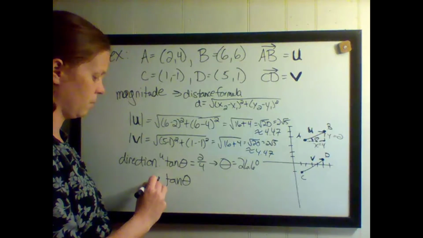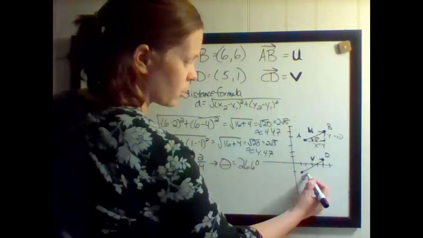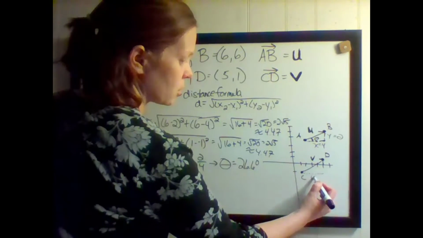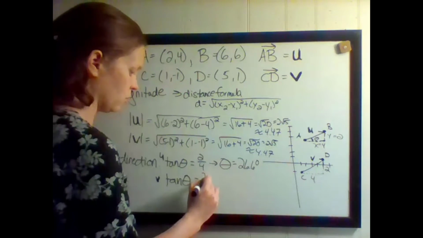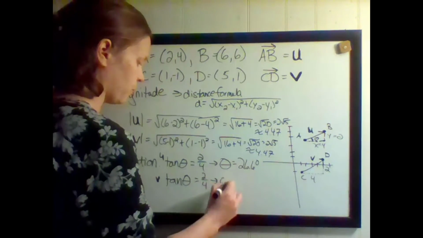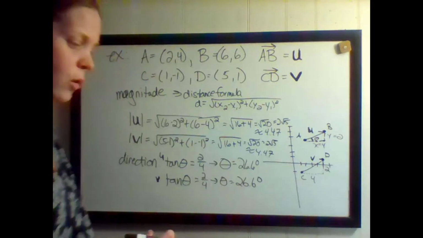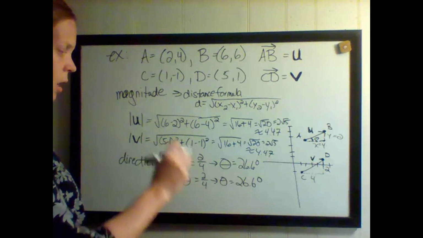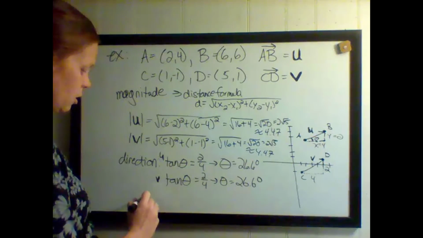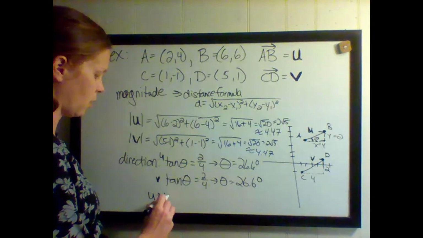For V, let's check this out. Between 5 and 1 is a distance of 4. Between positive 1 and negative 1 is a distance of 2. So actually it's exactly the same. I'm going to do tangent inverse of 2 over 4 again, and again I get the same angle, 26.6 degrees. So since they have the same magnitude and the same direction, we can say that vectors U and V are equivalent.